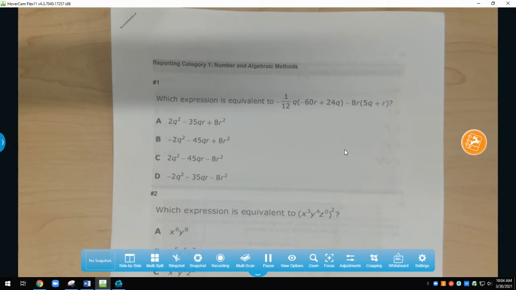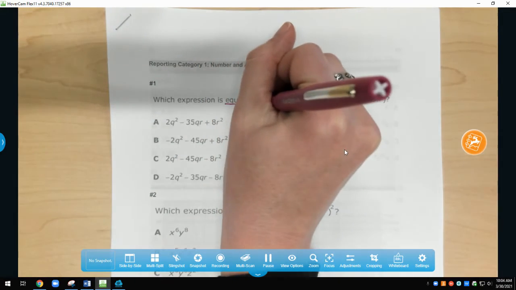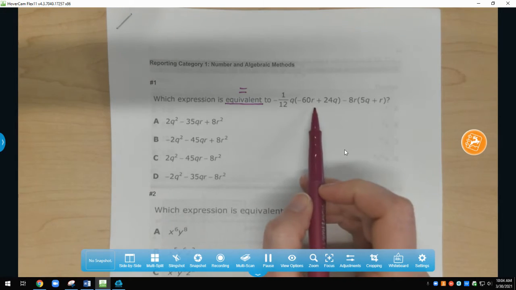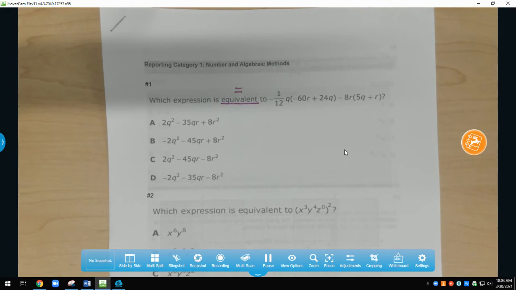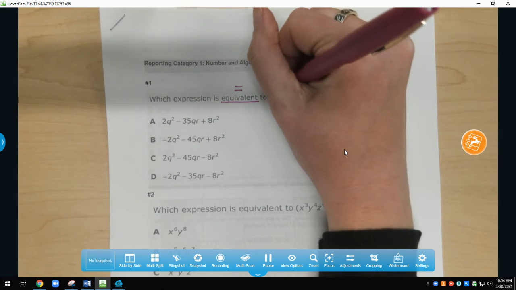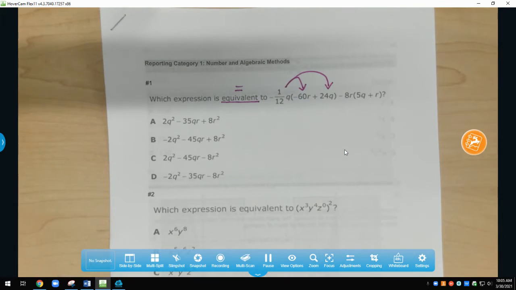Okay, today we are going to review a little bit because we don't want to start something new right before the Easter break. So it says which expression is equivalent, so remember that means equal, to negative 1/12 q to this right here, this long one. Because there is a q and an r, we cannot put this in Desmos, so we're going to have to simplify by hand. So we're going to take this negative 1/12 q, since there's parentheses, we're going to distribute.